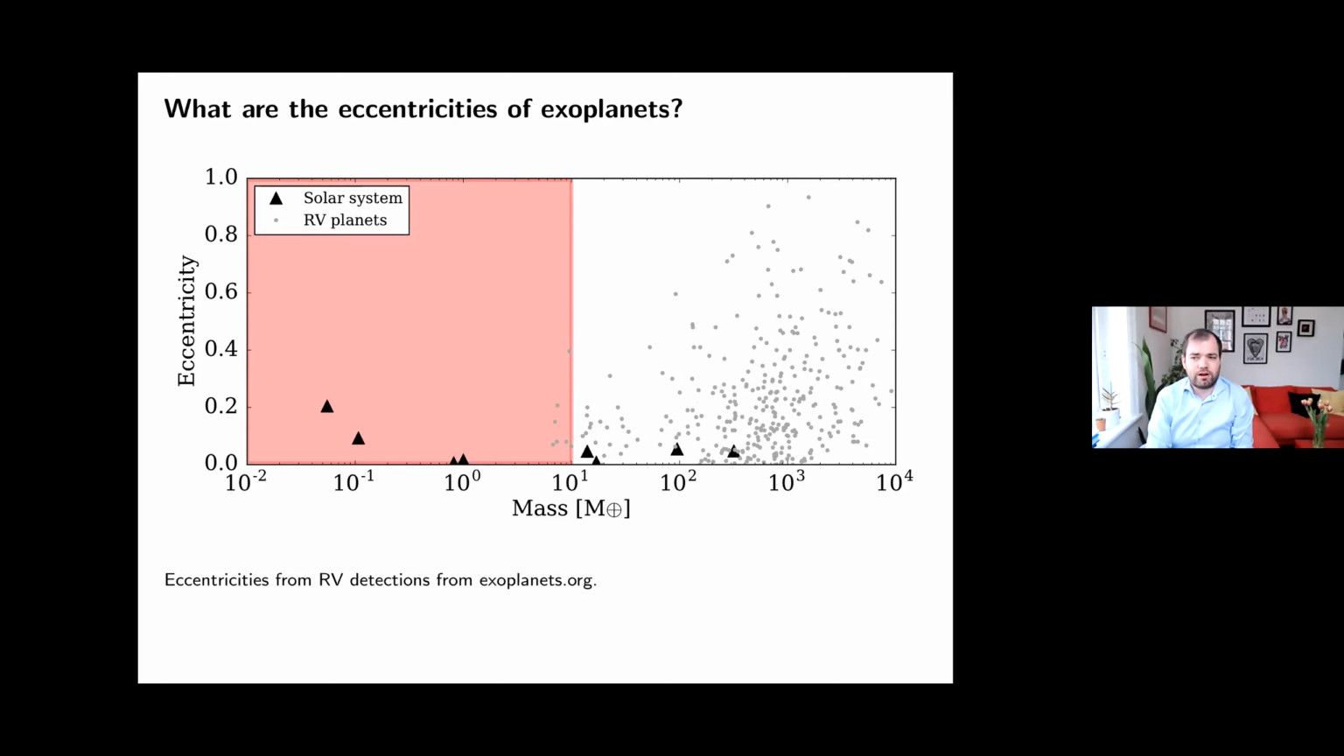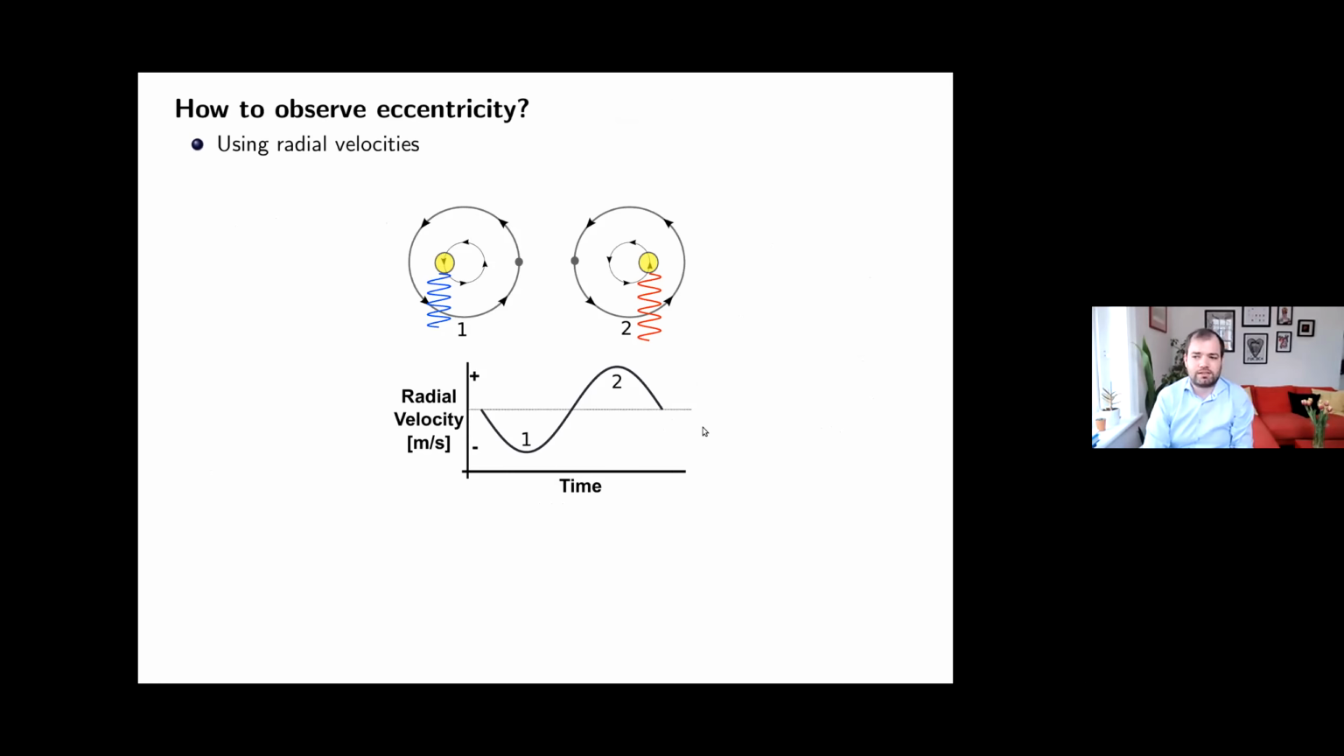But it turns out to be very hard to do this for low-mass planets. And that's because mostly we measure eccentricities through radial velocities, and that method is just very hard for these small planets. So let me show you how that works. So this is how the RV method works. I'm sure you're all familiar.